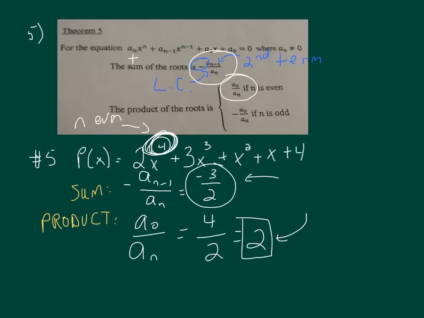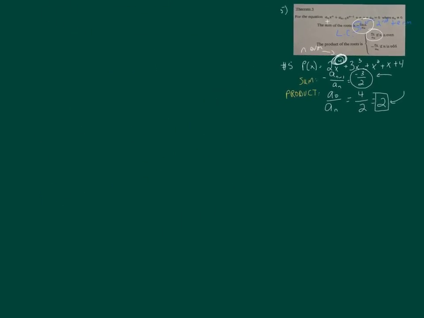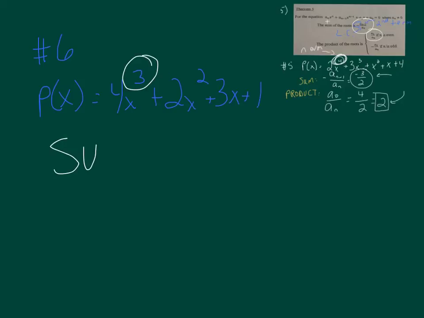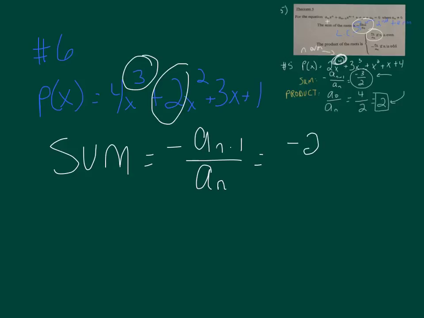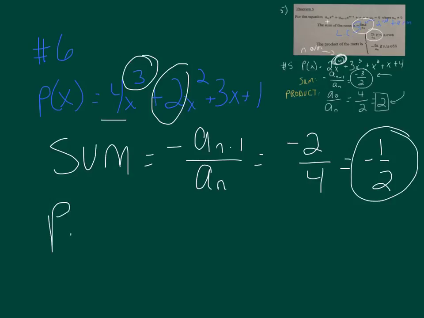Okay, so let me shrink this for a second, and let's do another example. This is number 6. Here's the polynomial. P of x is 4x to the 3rd power plus 2x squared plus 3x plus 1. Now we've got an odd degree here. I want you to find the sum of the roots. Well, the sum formula doesn't change. It's the opposite of the second coefficient divided by the leading coefficient. The second coefficient is 2, so the opposite of 2 divided by the leading coefficient, which is 4. So that is negative 1/2. The sum of the roots would be negative 1/2. That's not what we got last time.